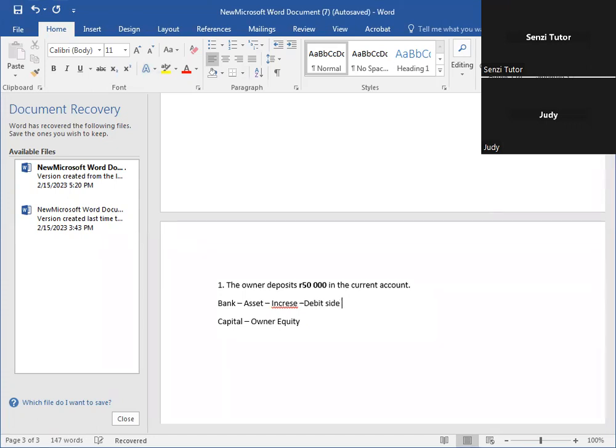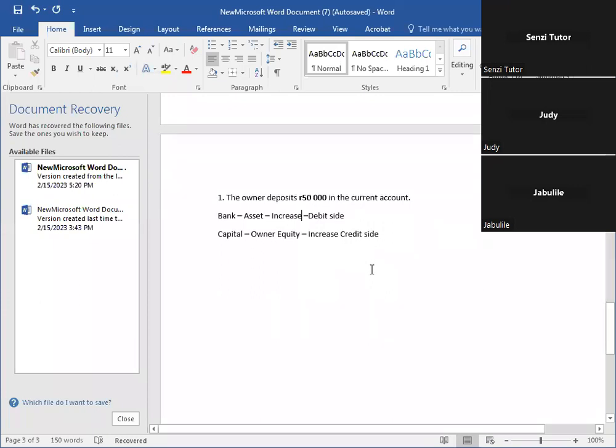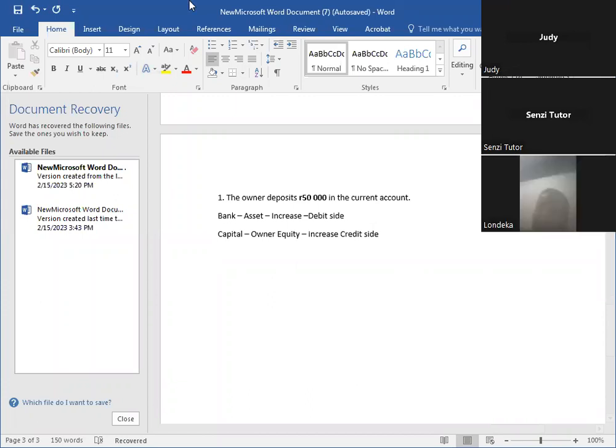Good. Also here there will be an increase on the credit side. Yeah. All right. Thank you so much. Then now you can open T accounts for these. Yes, you can open T accounts.